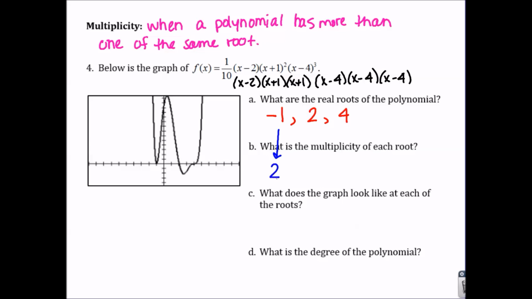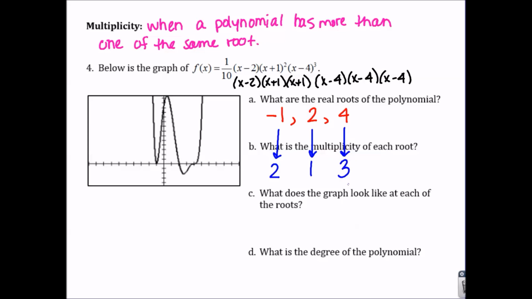How many times would you get the answer 2? Just once. So that has a multiplicity of 1. And how many times would you get the answer x equals 4? You would get that 3 times from each of these 3 roots. So it has a multiplicity of 3.